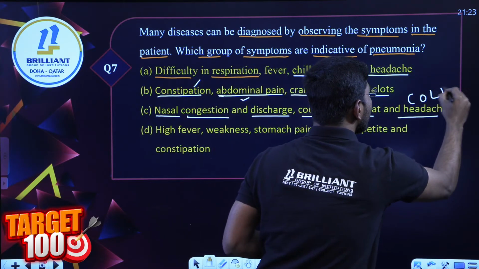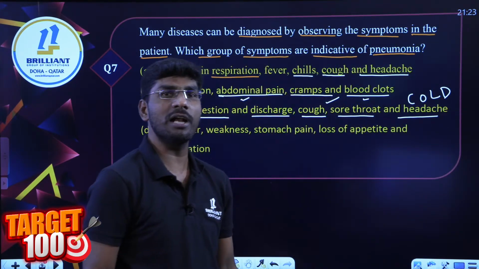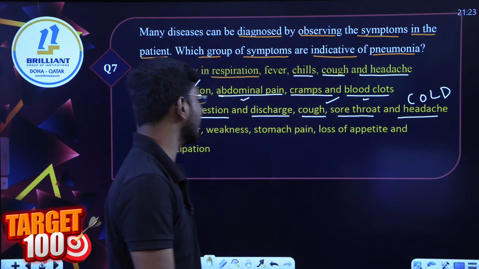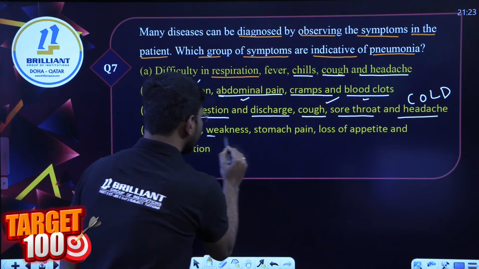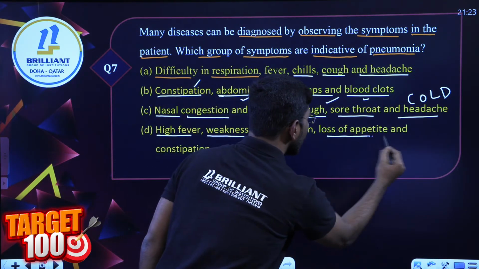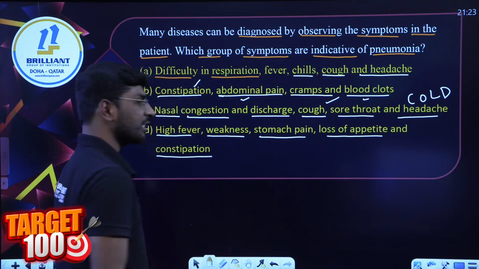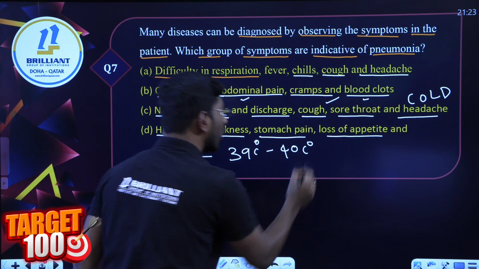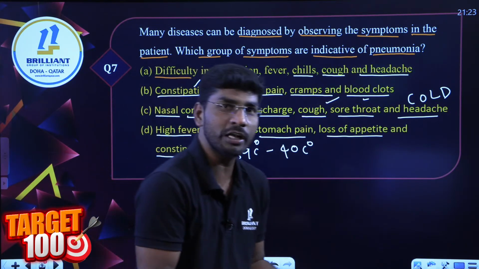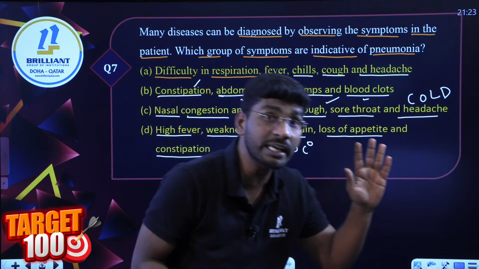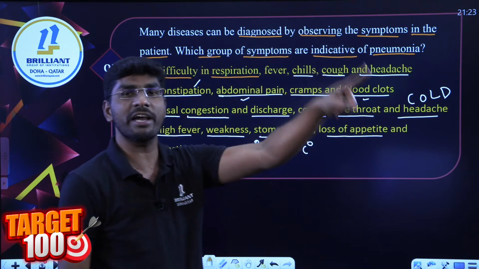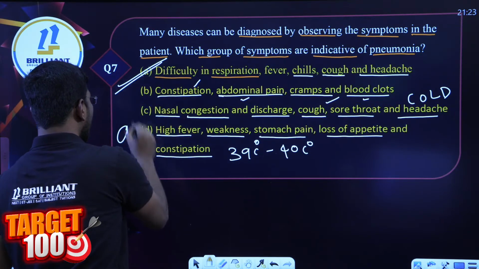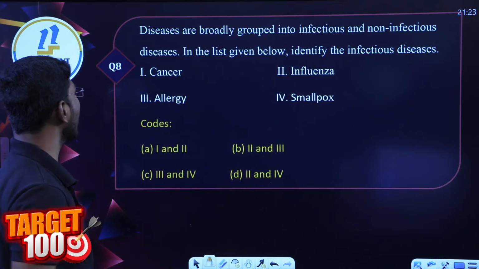COLD, chronic obstructive lung disease. Common simple cold it is. Yes, absolutely correct. Next, high fever, weakness, stomach pain, loss of appetite and constipation, 39 degrees Celsius to 40 degrees Celsius of fever, perforation of small intestine, infection of small intestine is the characteristic feature of typhoid. So answer is what? Option A. Very good. Next, question number 8.